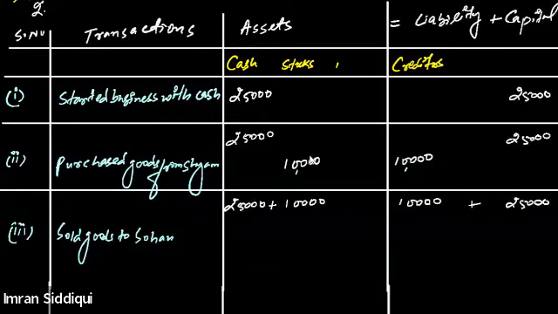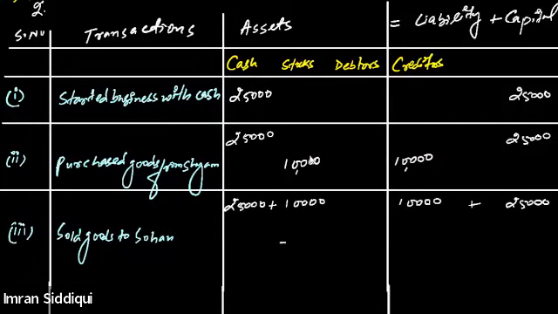So when you sell goods to Sohan, since Sohan is a debtor and a debtor comes under assets, you will have to write one more component under the heading of assets, that is debtors. All right, and then the value of the debtor will be for how much we have sold goods.